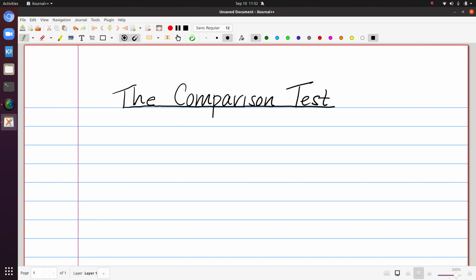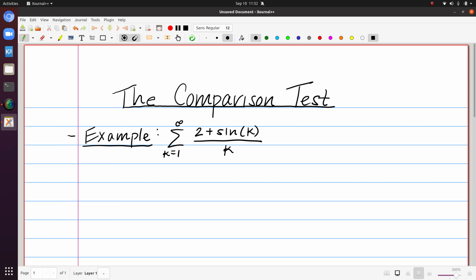Now let's talk about the comparison test. So as a motivating example, consider the sum from k equals 1 to infinity of (2 plus the sine of k) divided by k. And our question here is, does this series converge?